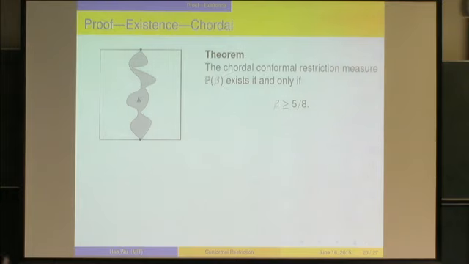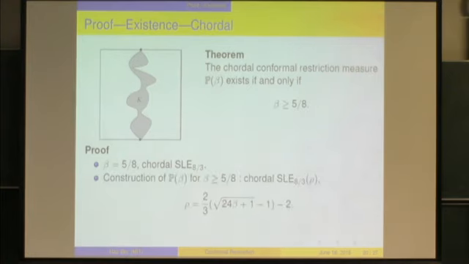Okay, so now we can prove the existence part. First is the chordal case. The existence part says the chordal conformal restriction measure exists if and only if beta is greater than or equal to 5/8. So first of all, from the calculation for chordal SLE 8/3, we know that chordal SLE 8/3 satisfies exactly the restriction property with exponent beta equals 5/8.